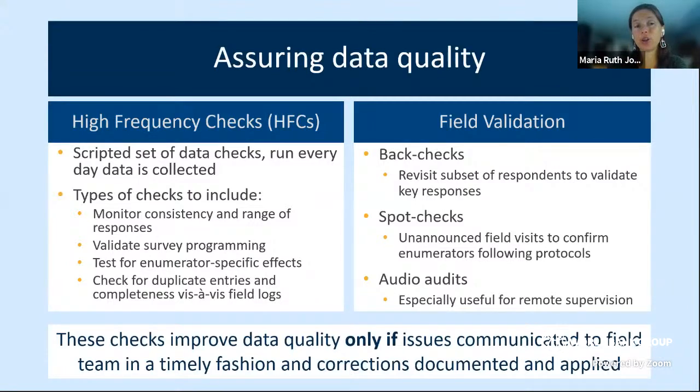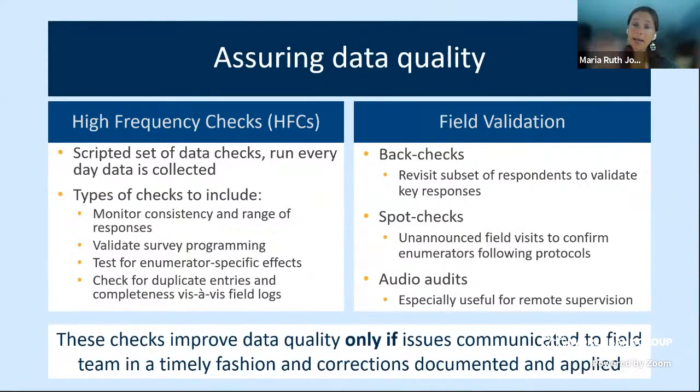The types of checks you might want to include here are going to include things like monitoring consistency and range of responses, validating the survey programming, making sure that all of the modules are actually showing up. There's no unexpected missing data. Testing for enumerator specific effects. Are certain enumerators having much longer duration of surveys or much shorter? Are they systematically skipping any information? And also checking for duplicate entries and completeness vis-a-vis the field logs.